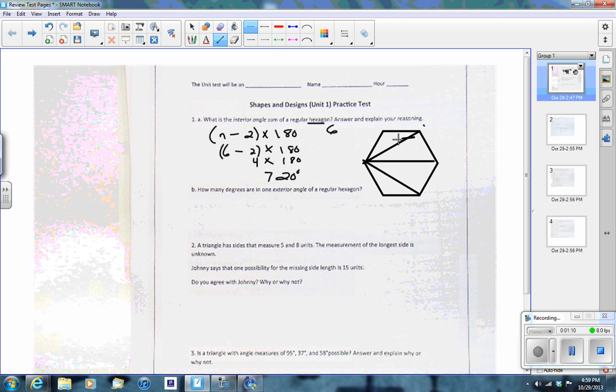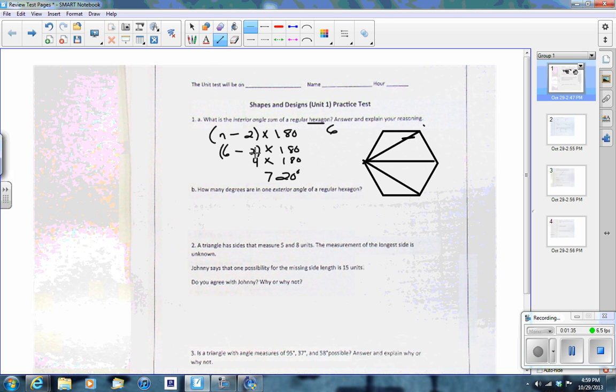From our activity in class several weeks ago, we learned that there were 180 degrees in every triangle. So if we form the minimum number of triangles in this polygon, we get 1, 2, 3, 4 triangles. And that's where this 4 comes in, times 180, which is the sum of the angles in a triangle. We get 720. It would be one way to prove this.